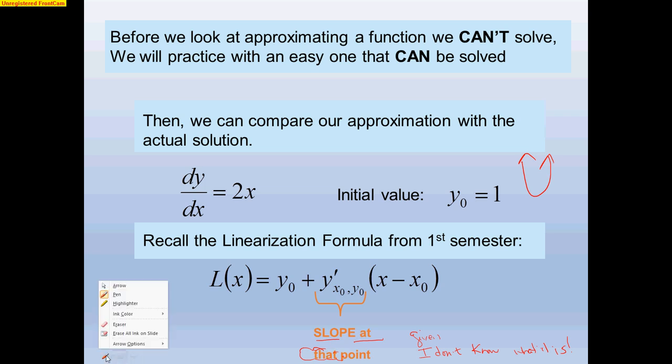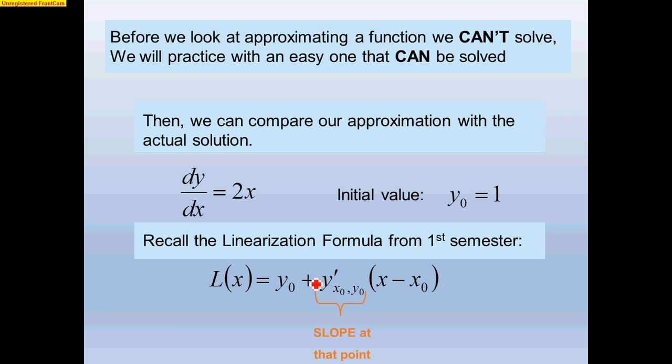And this value is m, right? This is the slope at this initial condition 0, 1. Okay. So here we go.